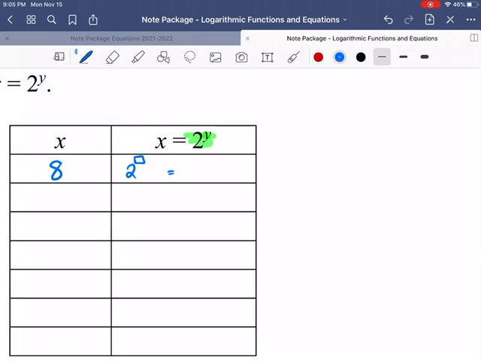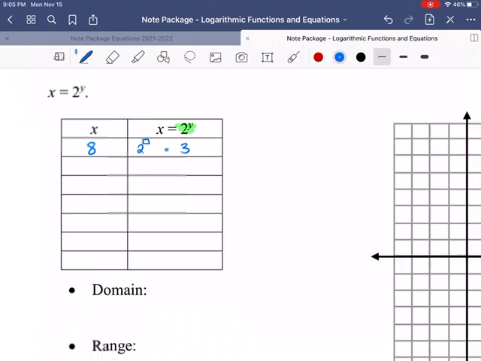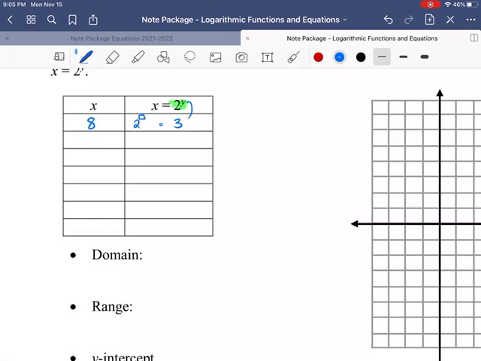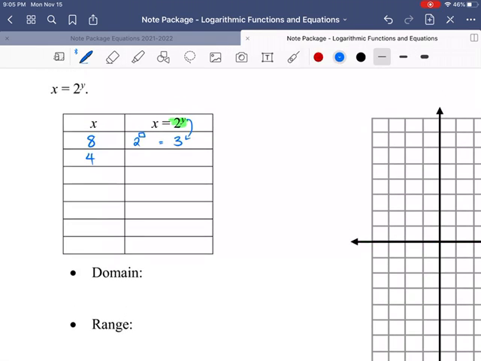And if you're thinking 2 cubed gives us 8, you are correct. So our y is the exponent. All right, well, let's do another one. If x is 4, how would we get 4 in terms of base 2? Okay, and that's going to be 2 squared. So 2 squared is 4. So the exponent is 2.